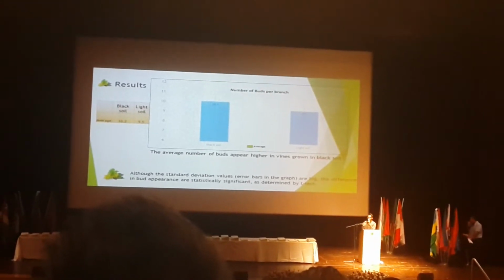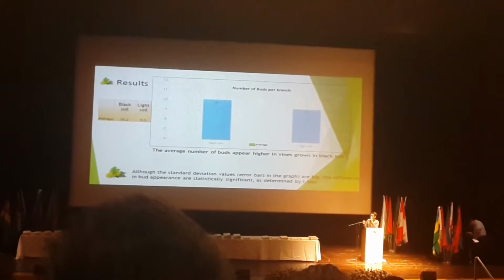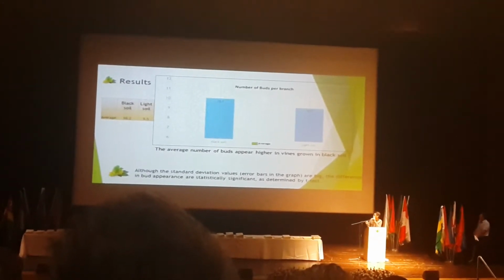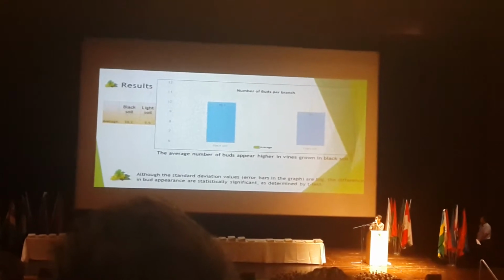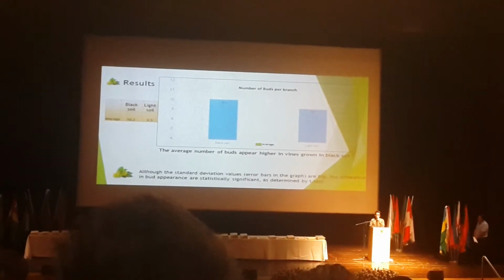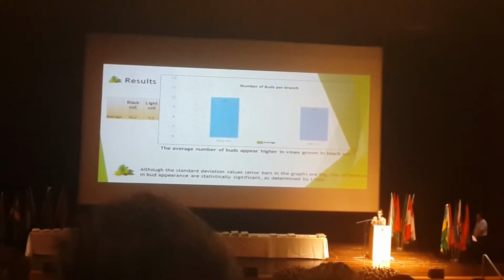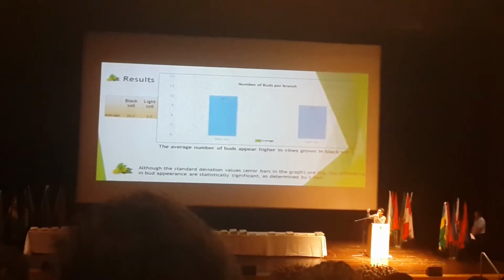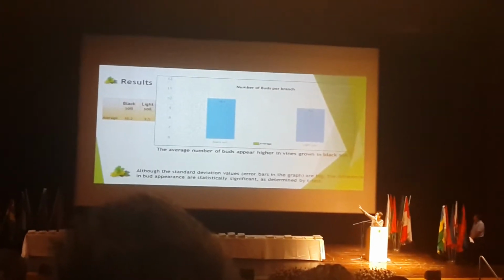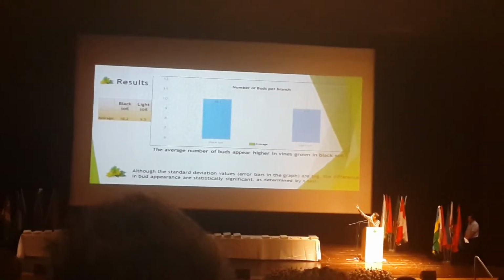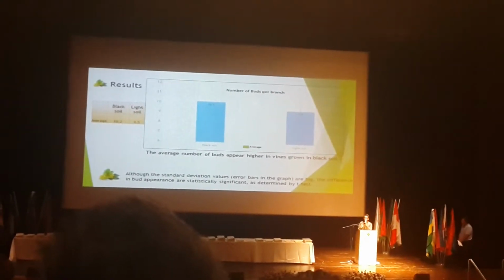In this study, we also used statistics. Although the standard deviation values are big, the difference in bud appearance is statistically significant, as determined by the t-test. If we base it statistically, in the error bars right there, we can see a huge difference. Meaning to say that by means of statistics, we can determine that there is a huge difference between the results.